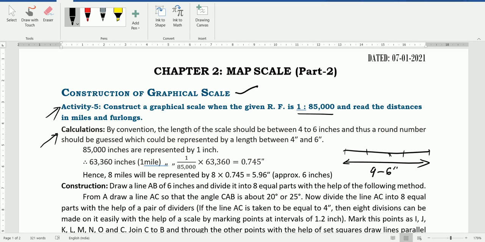And so here is the calculation. The scale of the map is 1 is to 85,000. It implies that 85,000 inches are represented by 1 inch. According to this RF, 85,000 inches are represented by 1 inch.